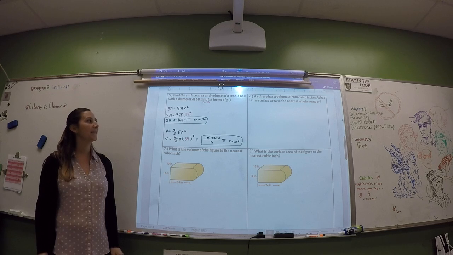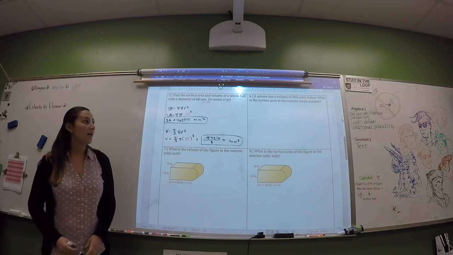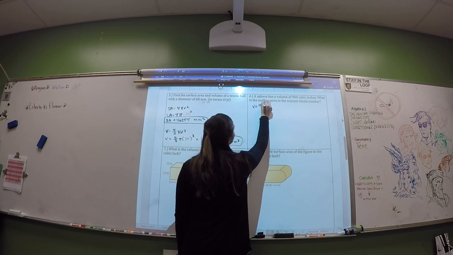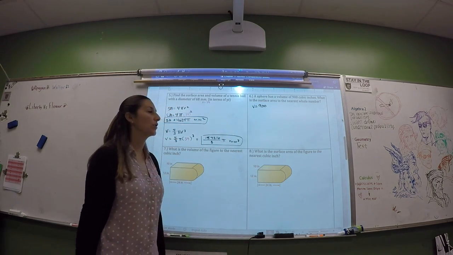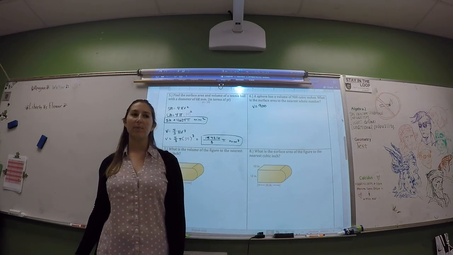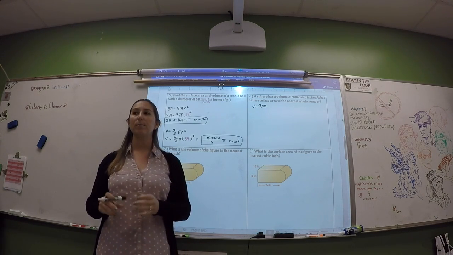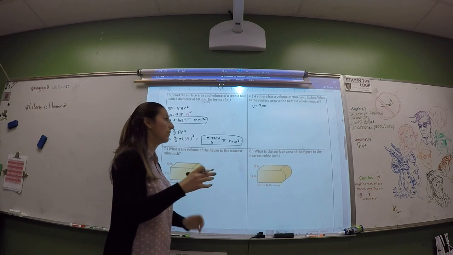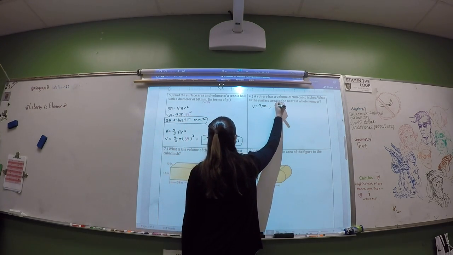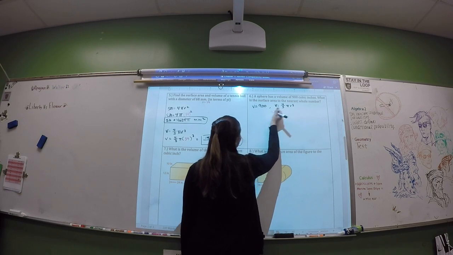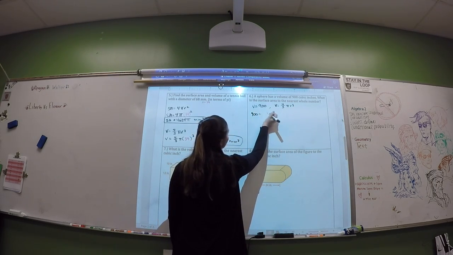A sphere has a volume of 900 cubic inches. What is the surface area to the nearest whole? So, first thing you can do is take your volume and set it equal to the volume formula. What's the volume formula? 4/3 pi r cubed. Exactly. So you're going to take 900 and set it equal to that.